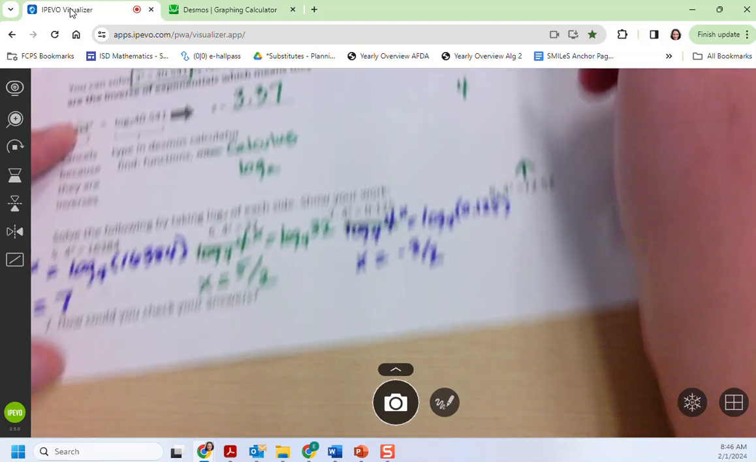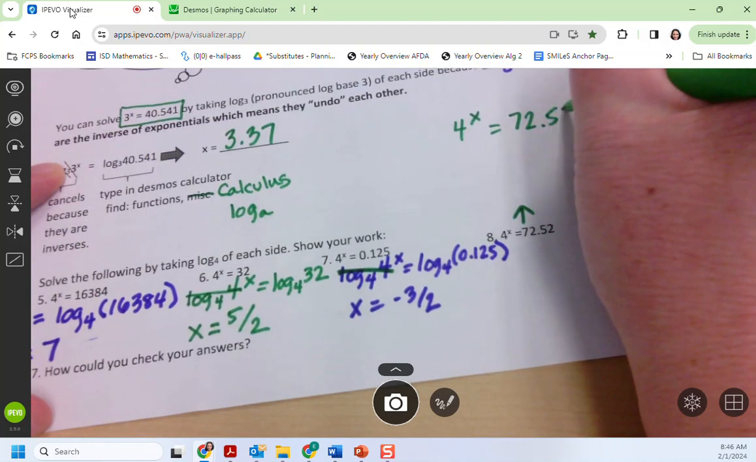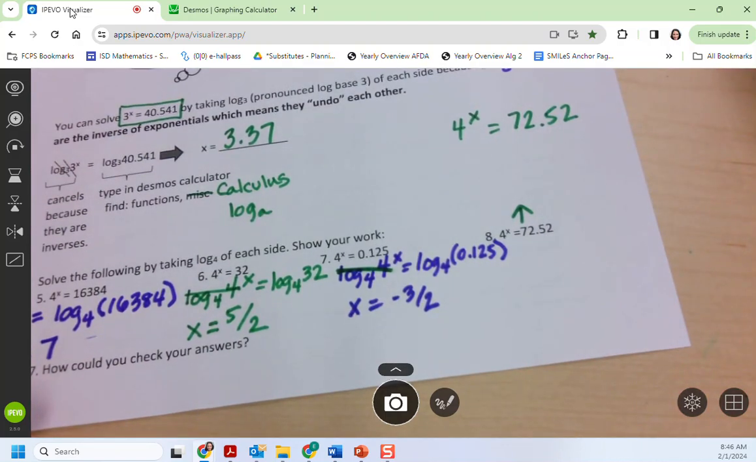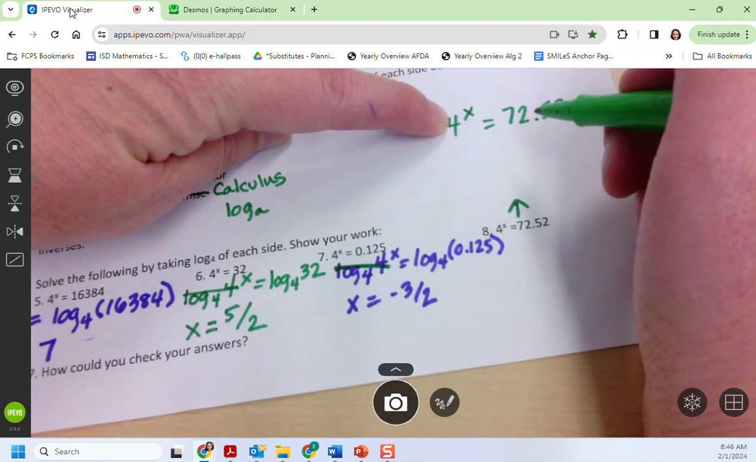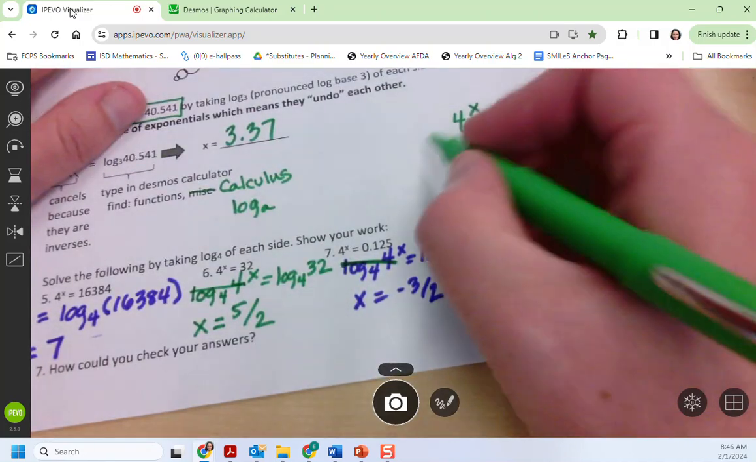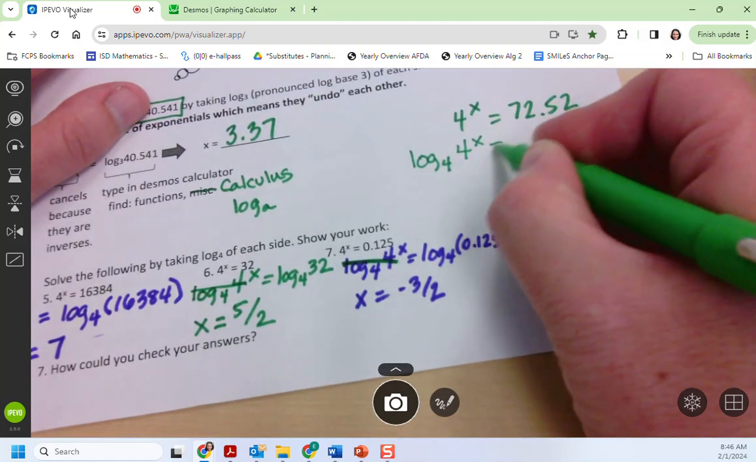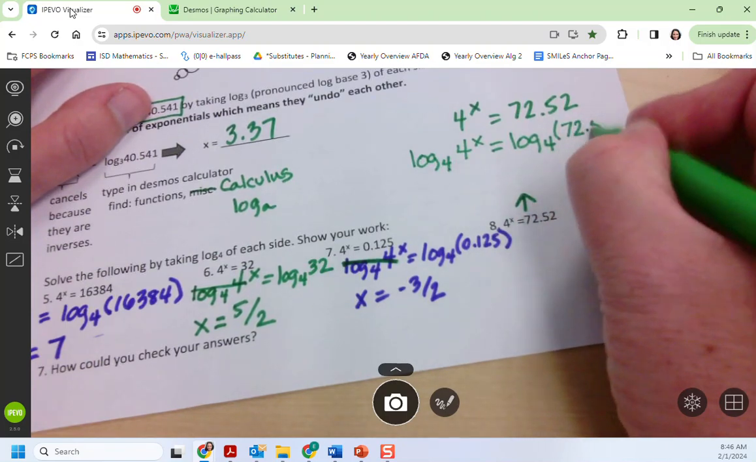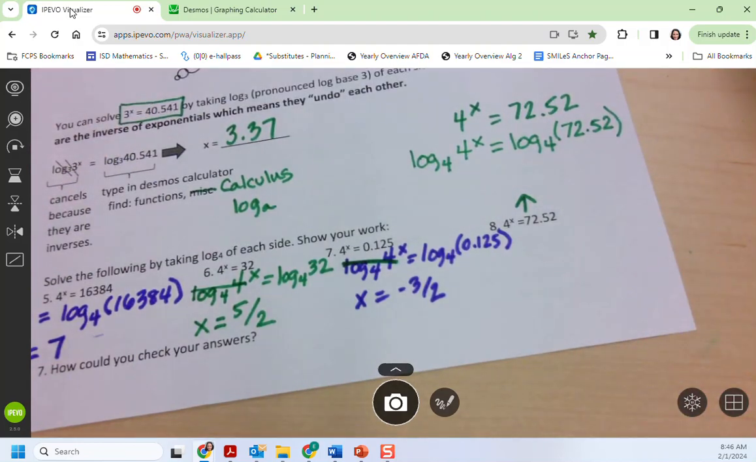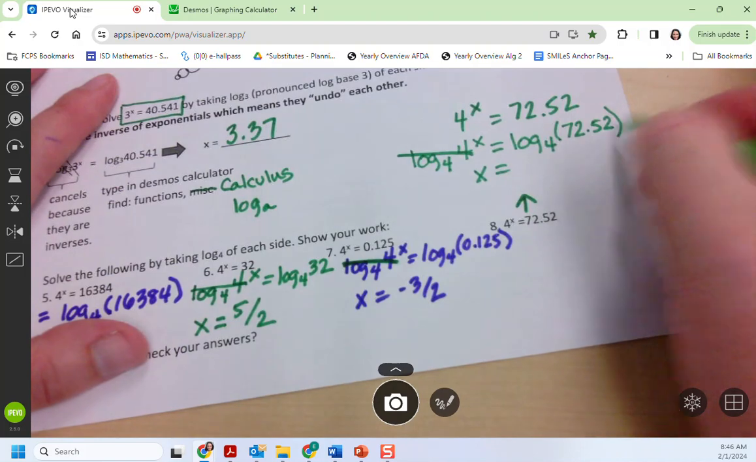So the problem is 4 to the x equals 72.52. You're going to do log base 4 on both sides because the base of the exponential is 4. So whatever this number is, that's what you do for your log base. Log base 4, 4 to the x equals log base 4, 72.52. Those cancel. And this is what we type into Desmos.